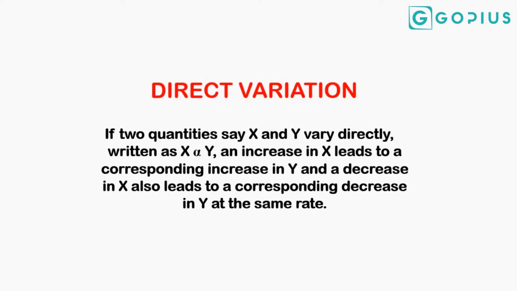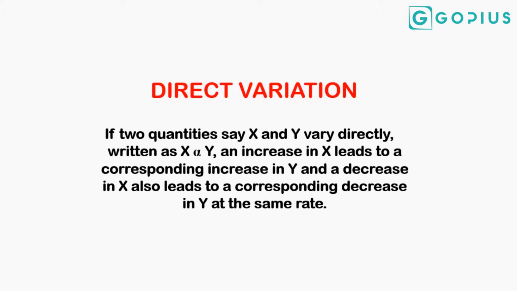Now for direct variation, a quantity say x can vary directly as another quantity say y. What you have to take note of is that anytime a particular quantity varies directly as another quantity, an increase in that quantity leads to a corresponding increase in the other quantity at the same rate, and a decrease in that quantity will automatically also lead to a decrease in the other quantity at the same rate. Alright, so if x varies directly as y, it is expressed like this.